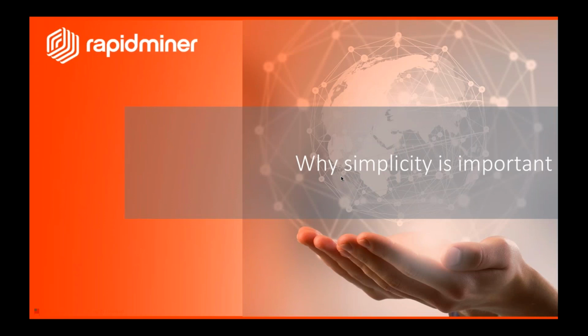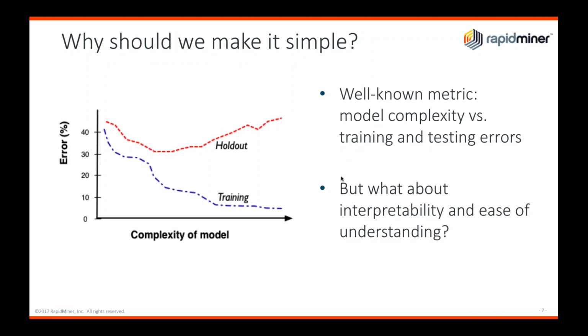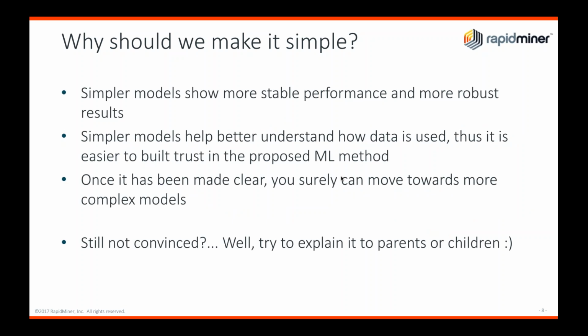Why are simple models good and why does simplicity matter? This is a well-known technical fact: first of all, the more complex the model is, the more it tends to adapt to training data and the less it is able to generalize on testing data. This is pretty well known, but then comes the question of understanding how we can benefit from the model being really simple. From a common sense point of view, not only do simple models tend to show more stable performance and more robust results, but simple models are also much easier to build trust in the proposed data science method.